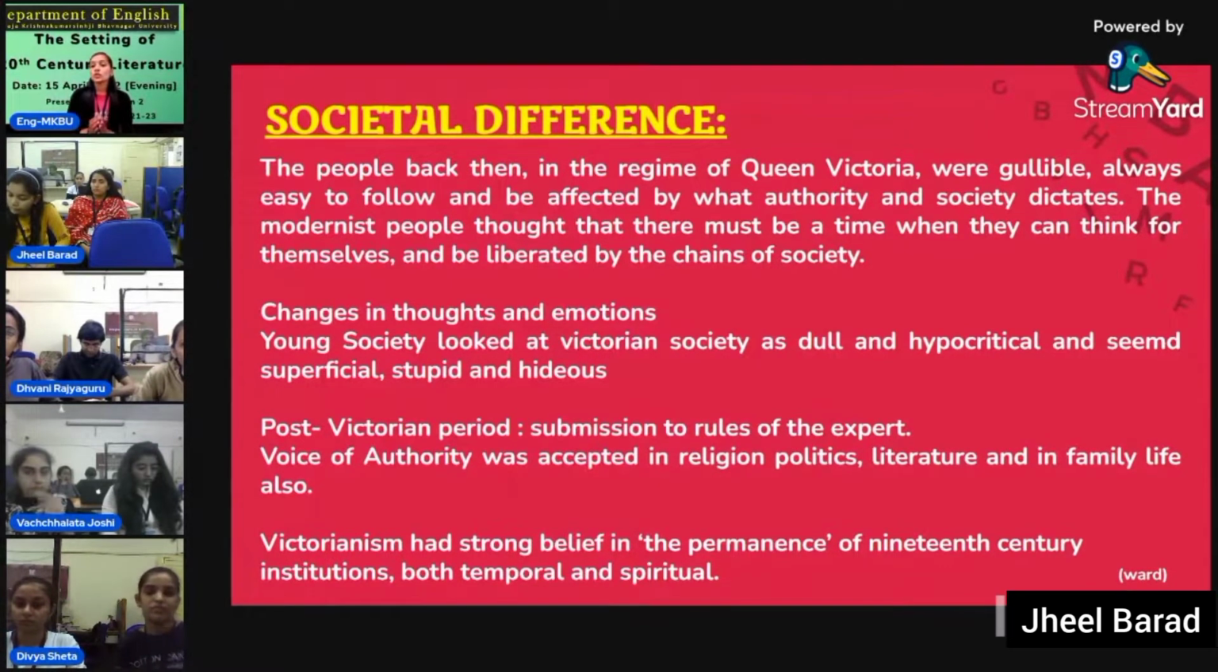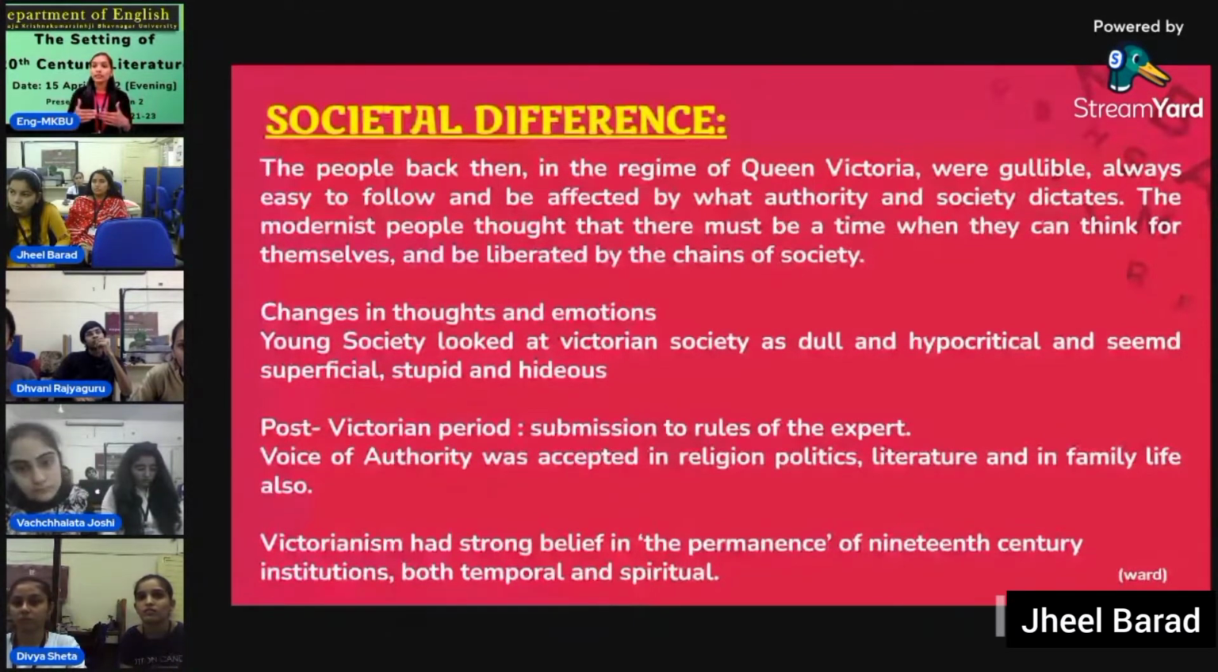The major change we see from the Victorian to the modern age is a change in thoughts and emotions. Young society looked at the Victorian age as dull, hypocritical, superficial, stupid, and hideous. The post-Victorian period was considered to be submitted to the rules of experts. For them, the voice of authority was main, whether in a religious place, in literature, or in family life. Victorian society considered itself to be permanent.